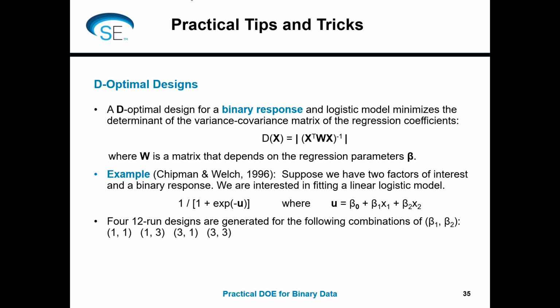Okay, now for an optimal design for a binary response and a logistic regression model, this is what the D-optimality score looks like. It's the determinant of (X transpose W X) inverse, which is the variance-covariance matrix of the regression coefficients. Now, unfortunately, this W matrix contains probabilities, which are a function of the true regression parameters. So it's kind of a tough situation here.